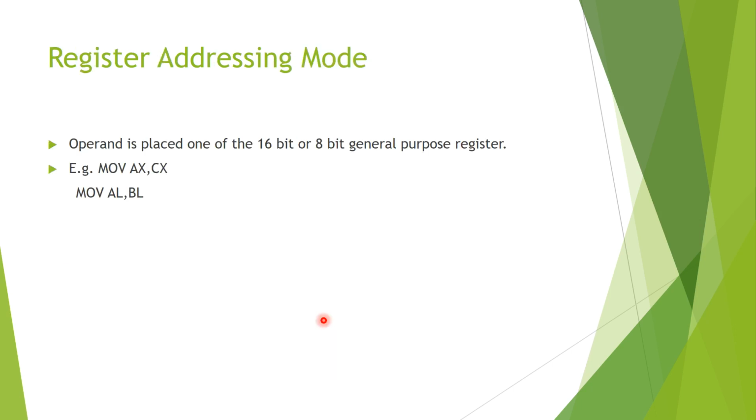So we start one by one. So we start with the register addressing mode. In 8086 we can perform the operation on 8-bit data as well as on 16-bit data, as we know that the 8086 microprocessor is a 16-bit microprocessor.